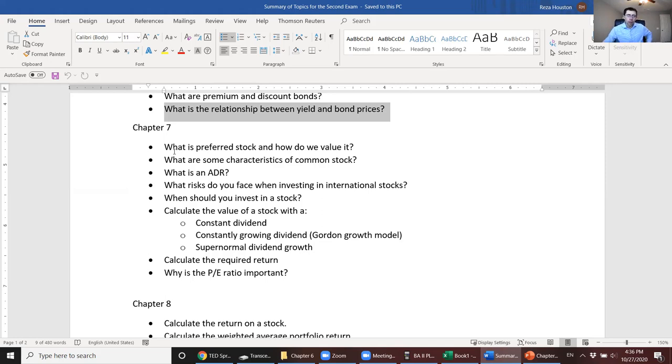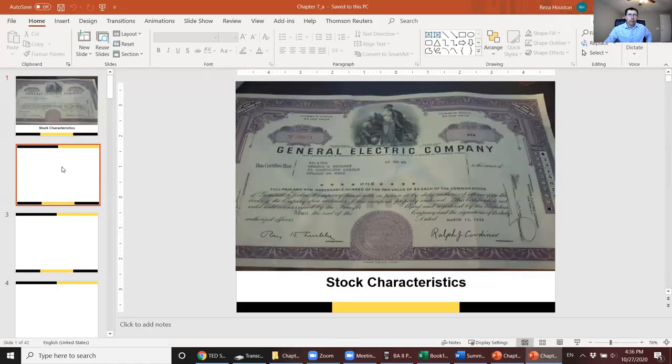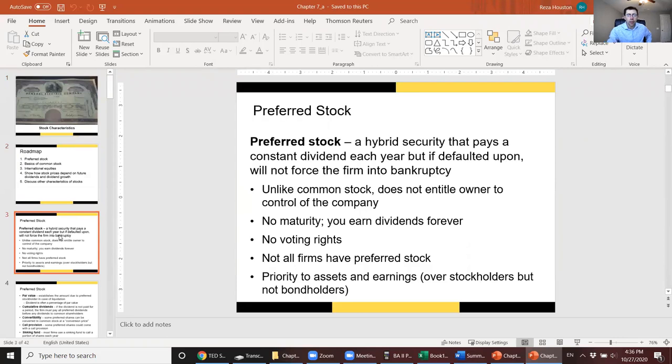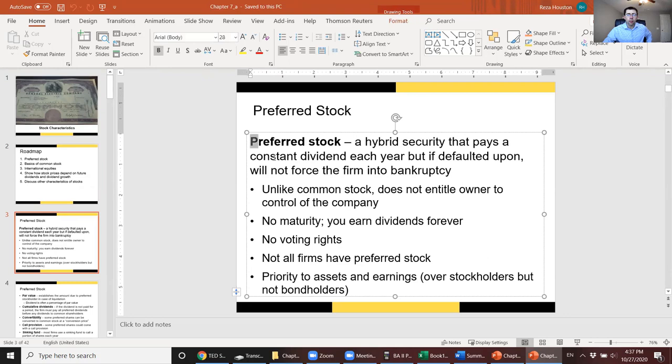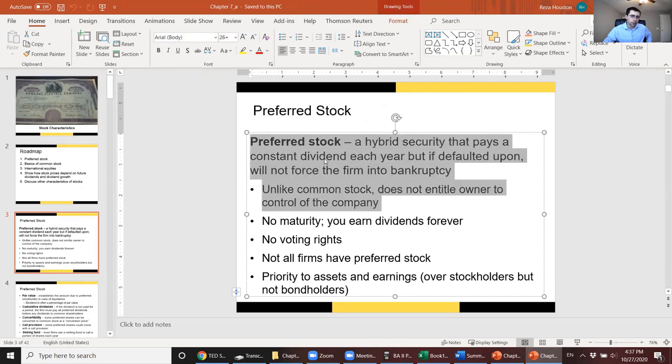All right, so preferred stock is a hybrid between a bond and common stock. The thing you should know about it more than anything is that it pays a coupon, and that coupon payment does not change. That coupon payment is essentially a dividend, but it doesn't grow.